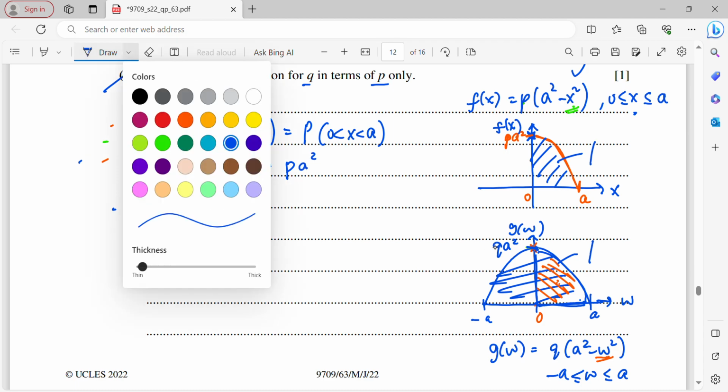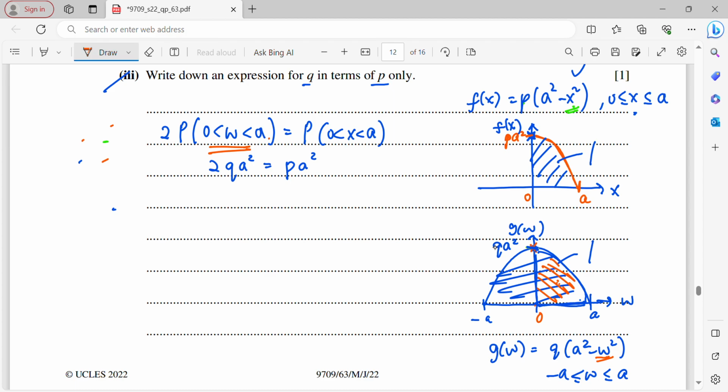Then the A squared can be cancelled off, and I will be getting 2Q equals P. But the question asks for Q in terms of P, so I have to move my 2 to the other side. Therefore, my Q is going to be P over 2. So this is how we get this solution.